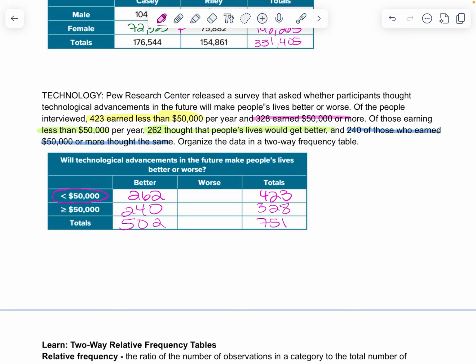Now, in order to get the column in the middle, I just need to take the totals and subtract what we have in the other column. If I do that up top, I get 161. If I do the middle row for this, I would get 88. And if I add straight down, I should get 249.